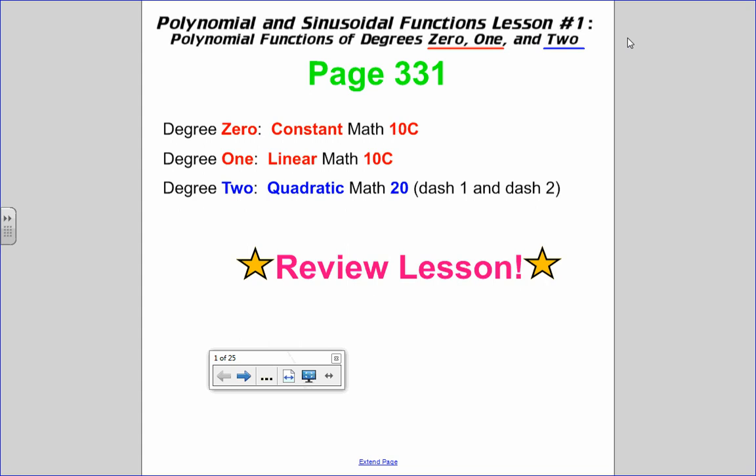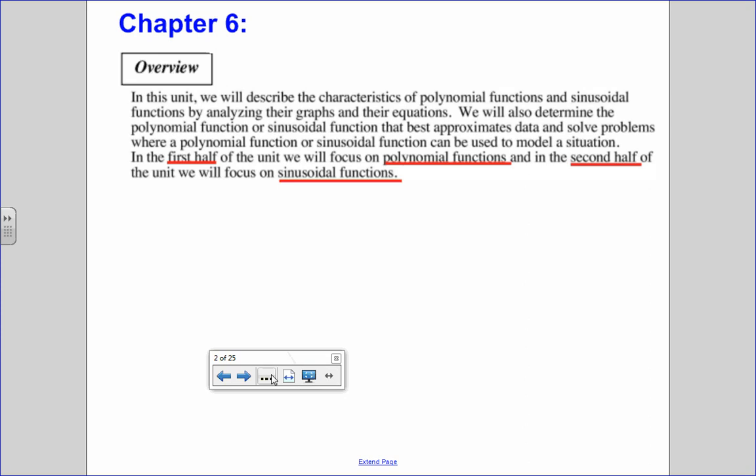And we're going to be doing lesson number 1, which is dealing with polynomial functions of degree 0, 1, and 2. So this is a review lesson because we have done degree 0 and 1 in 10C, and then we've done degree 2 in our 20 level courses. So hopefully everything on here is a review. A lot of terminology to get through, so bear with me.